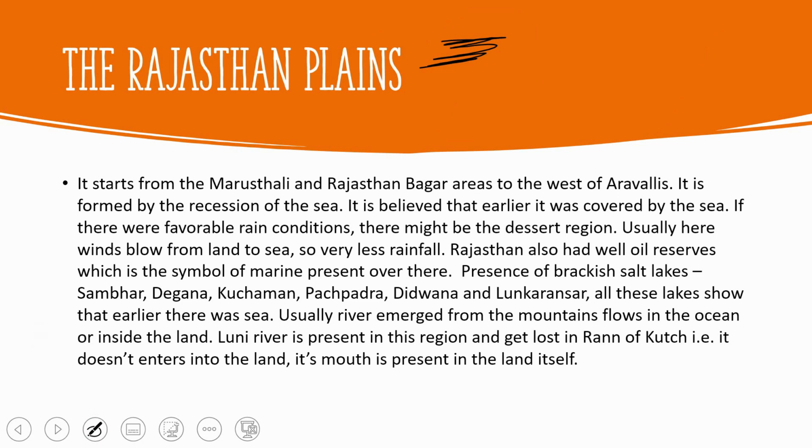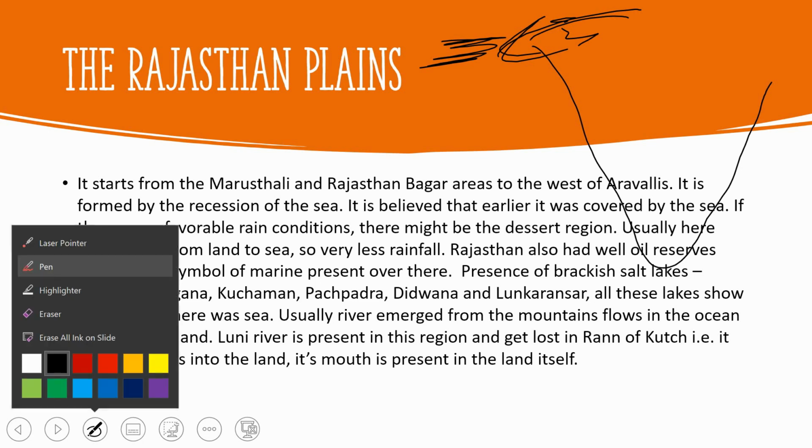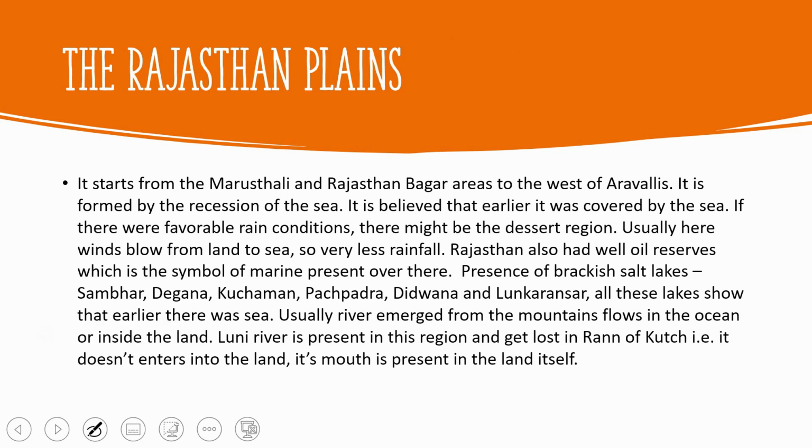Another theory is that we are not getting rainfall because the air flows in these regions are from land to sea, so the air is dry, we get very little rainfall, and we get deserts. So it is formed by the recession of the sea. It is believed that earlier it was covered by the sea. If there were favorable rain conditions, there might not be a desert region. Usually the wind blows from land to sea, so there is very little rainfall. I have explained it here.